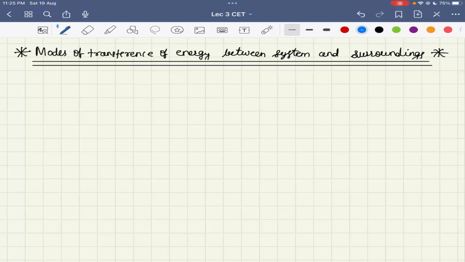So let us write this down. Every system has a definite amount of energy. It can exchange energy.